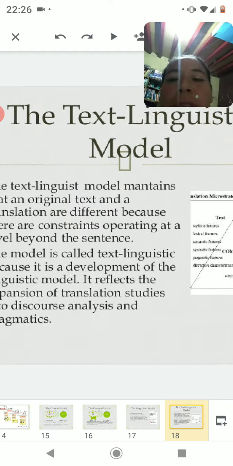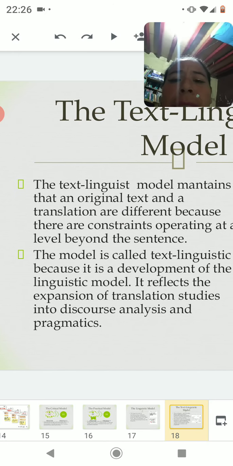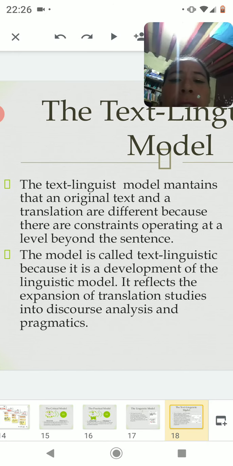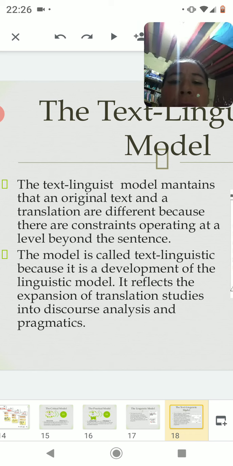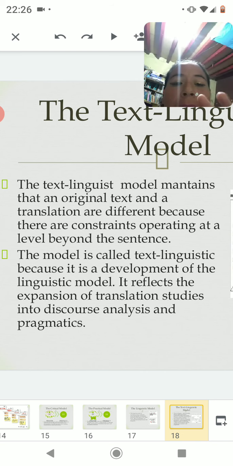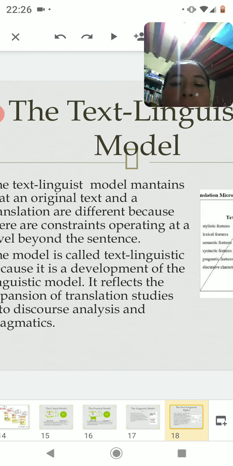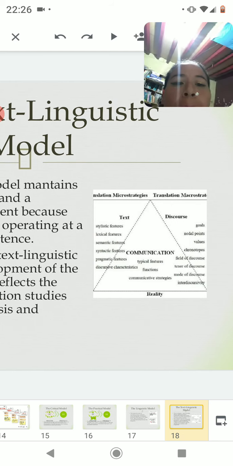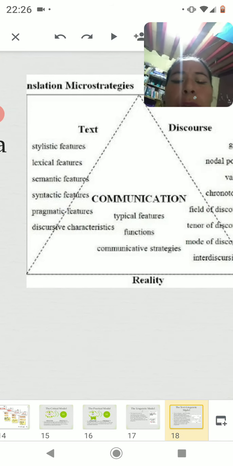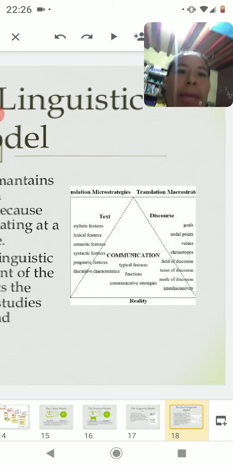The text linguistic model maintains the original text and translates the differences at the level of the text. The model is like the previous linguistic model, but it is an expansion to discourse analysis. So we have this triangle, and that is the discourse analysis that we make for this.